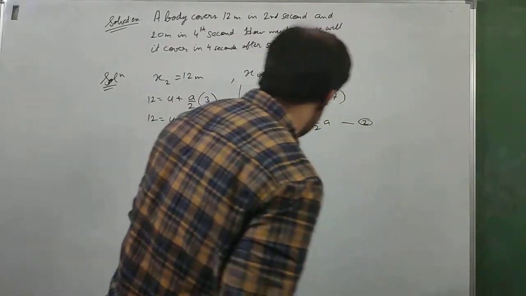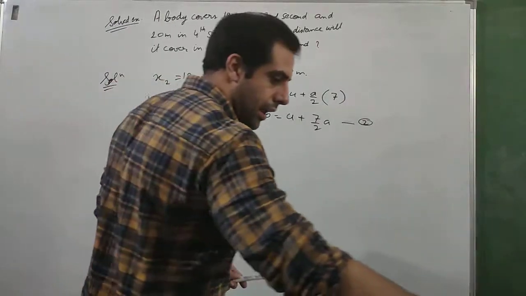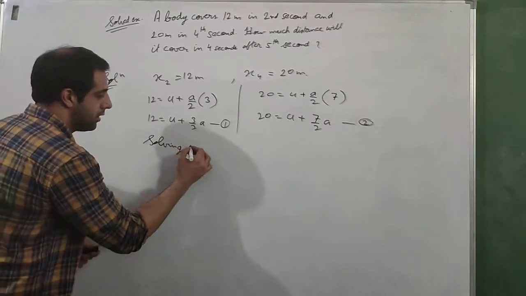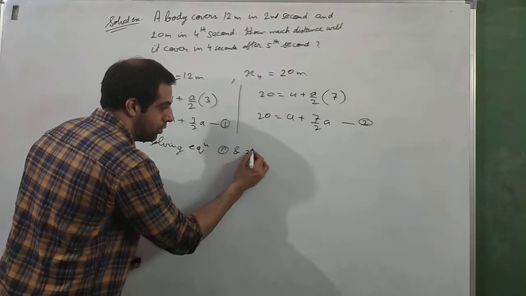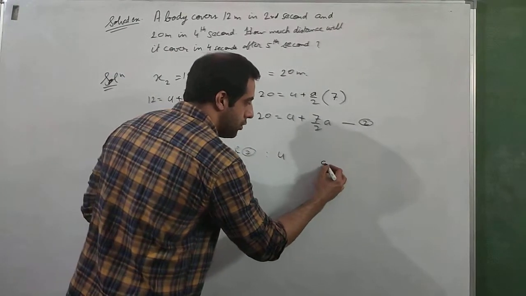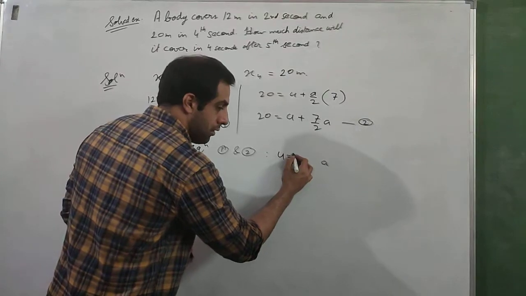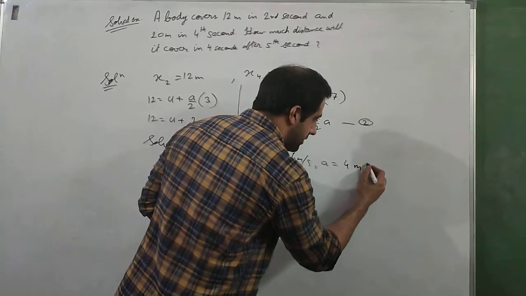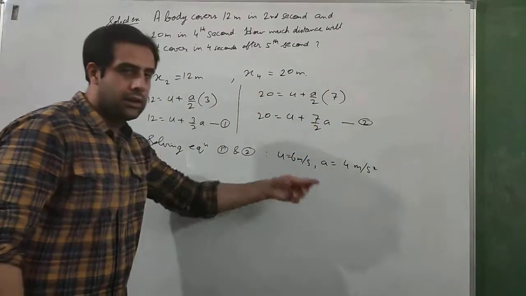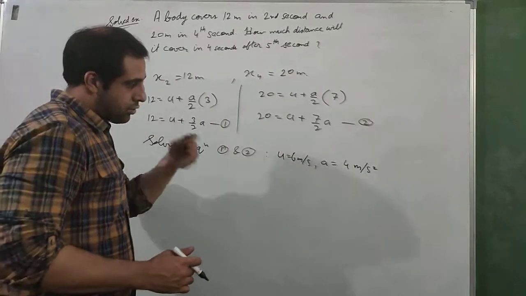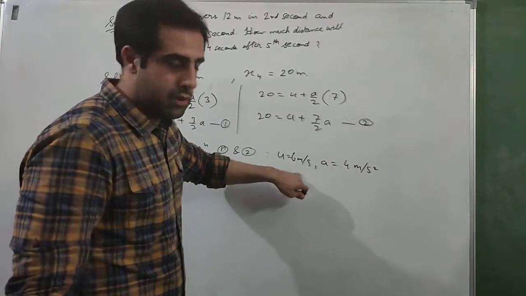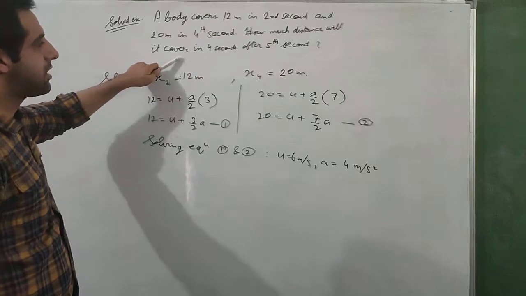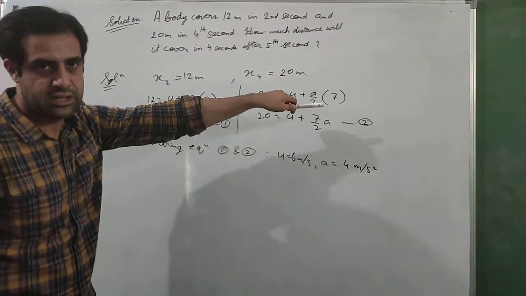Now these are two linear equations with two unknown variables, u and a. You solve these equations yourself, this is the mathematical part. Solving equations 1 and 2, you will get the values of u and a. The value of u should come out to be 6 meter per second and the value of a should be 4 meter per second square. These are the values that I am getting. Check whether you are getting the same values. So the initial speed for this particular journey is 6 meter per second and the acceleration is 4 meter per second square. Now the question is asking how much distance will it cover in 4 seconds after the 5th second.